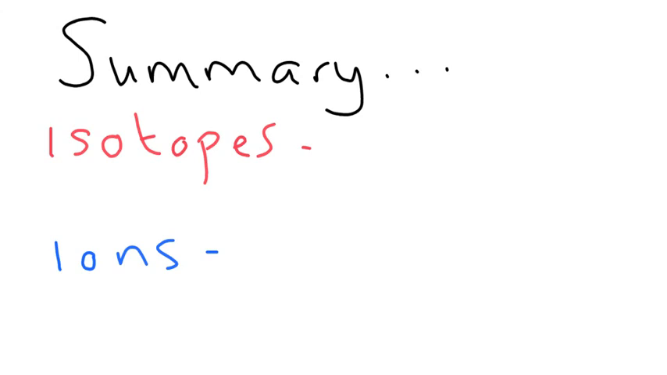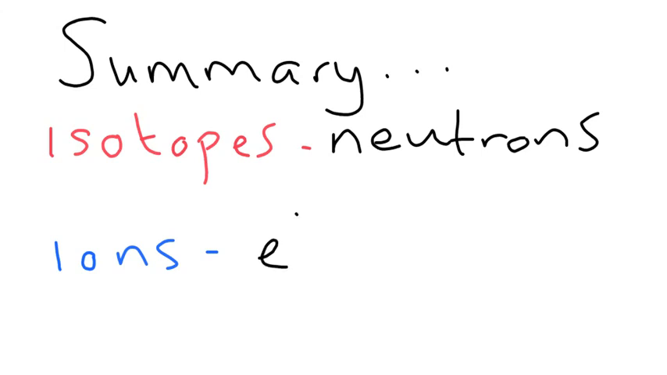In the case of isotopes, it's important to remember that because they have the same atomic number and different mass numbers, in different isotopes the neutrons will be different. In the case of ions, the electrons will differ between them.